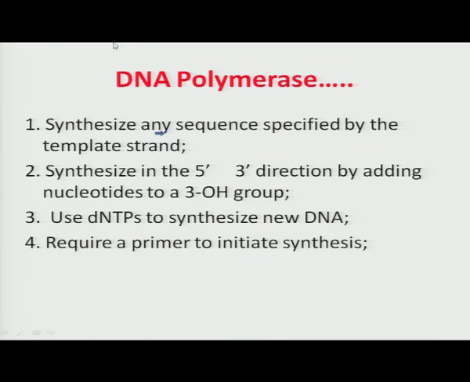Now, let us summarize the activity performed by DNA polymerase. DNA polymerase synthesizes any sequence specified by the template strand. The DNA polymerase will add only those nucleotides that are complementary to the template. It synthesizes in the 5 to 3 direction by adding nucleotides to the 3 OH group. The DNA polymerase adds the nucleotide at the 3 prime end because there they have an OH group, and the phosphodiester bond will be created over there only.